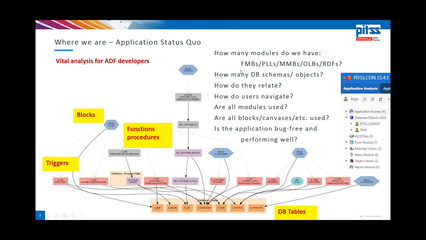And this is about application components: how many database schemas we have, how they relate, how to navigate them, and whether they are really used. Also important is the question about application performance. Is the application bug-free and performing well? This is something to ask the customers.